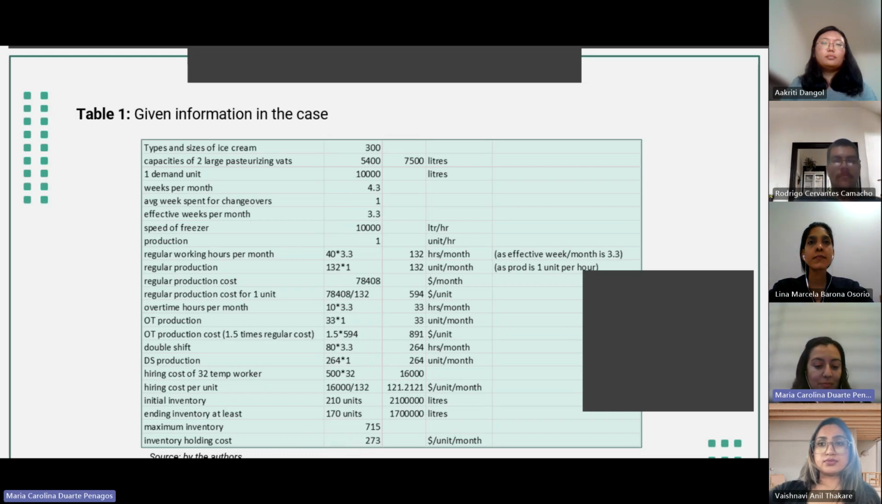Also, you have to have a maximum inventory of 715 and an inventory holding cost of $273 per unit per month. With all this data, we have to then do the calculation. So I'm going to pass the word to my partner, Lina.